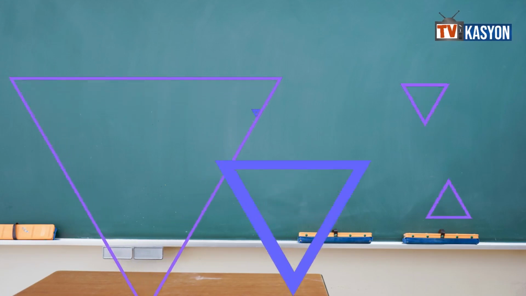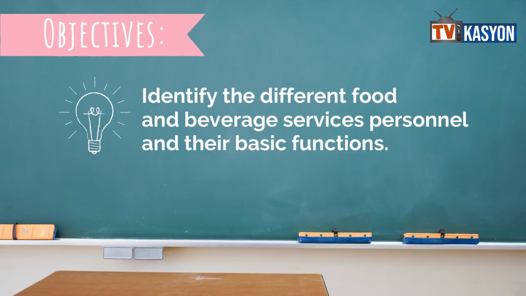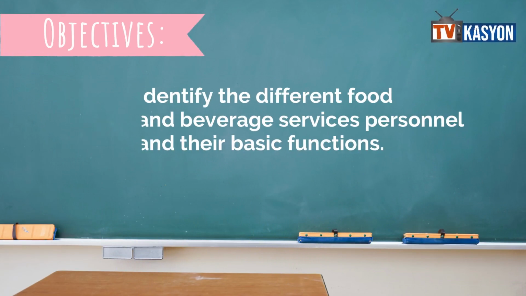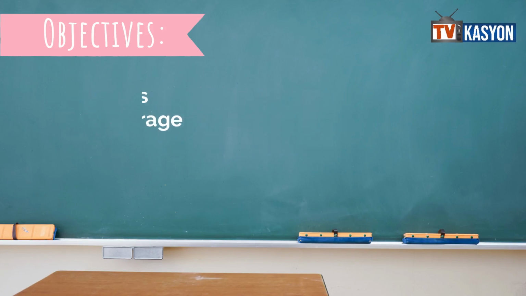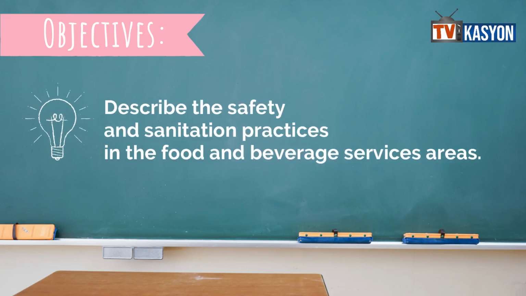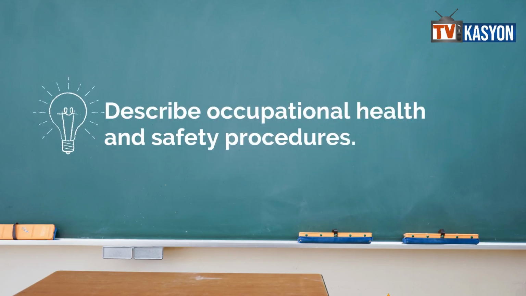In this lesson, you are expected to identify the different food and beverage services personnel and their basic functions. Identify the attributes of the food and beverage services personnel. Describe the safety and sanitation practices in the food and beverage services areas. And describe occupational health and safety procedures.